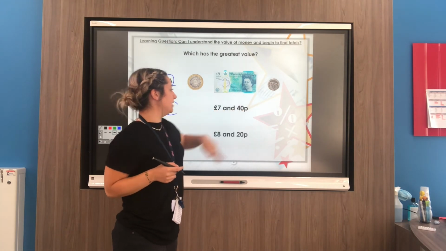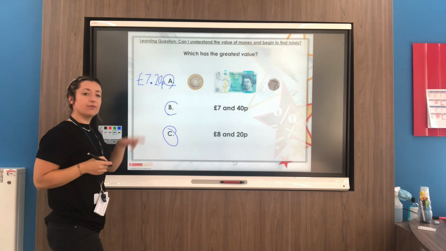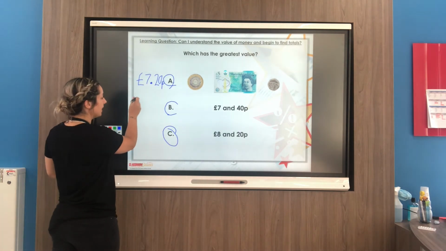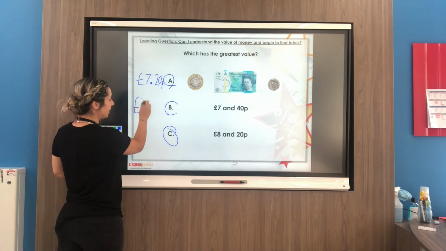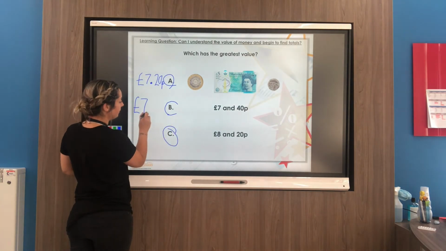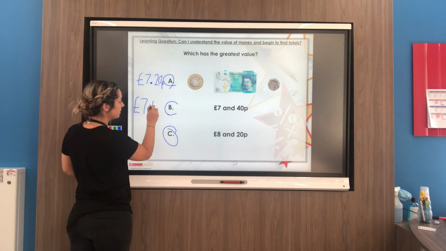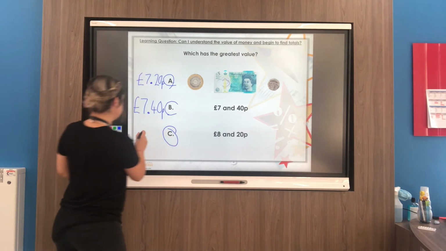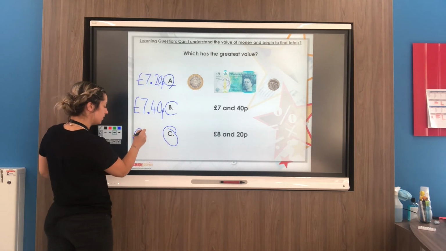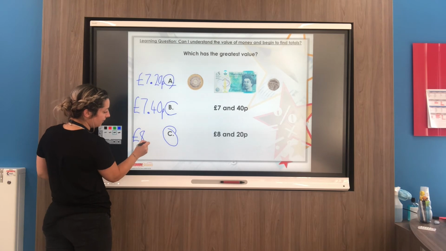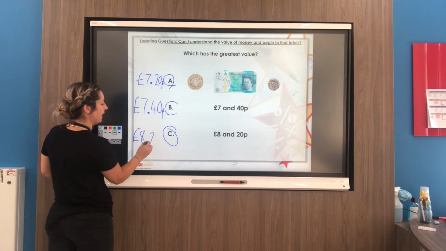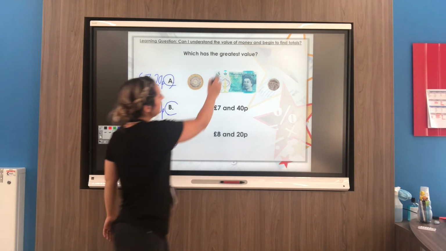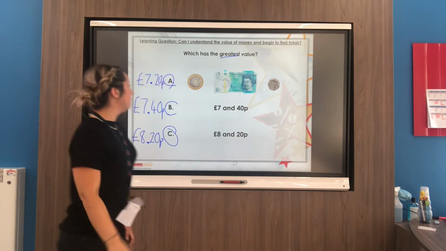Okay, B. Got this written out this time. £7 and 40p. But if we wanted to write it in the correct format, I know I've got £7, and to separate my 40p, I put my decimal point. £7.40. Same again here, so I've got my pounds. Use my decimal point to separate the pounds and pence. £8 and 20p.